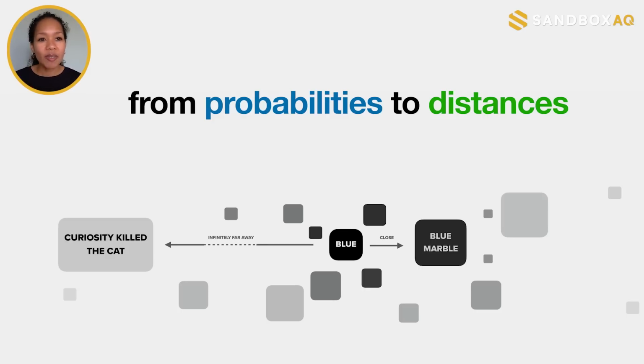In this perspective, words that are likely continuations of your input or your prompt are close to the prompt. And words that are not extensions of it are infinitely far away. So from my picture here, blue and blue marble are close together because there's some non-zero probability that blue marble is going to be an extension of the word blue. But blue is not contained in the expression curiosity killed the cat. So that expression is sort of infinitely far away from this word we're starting with.